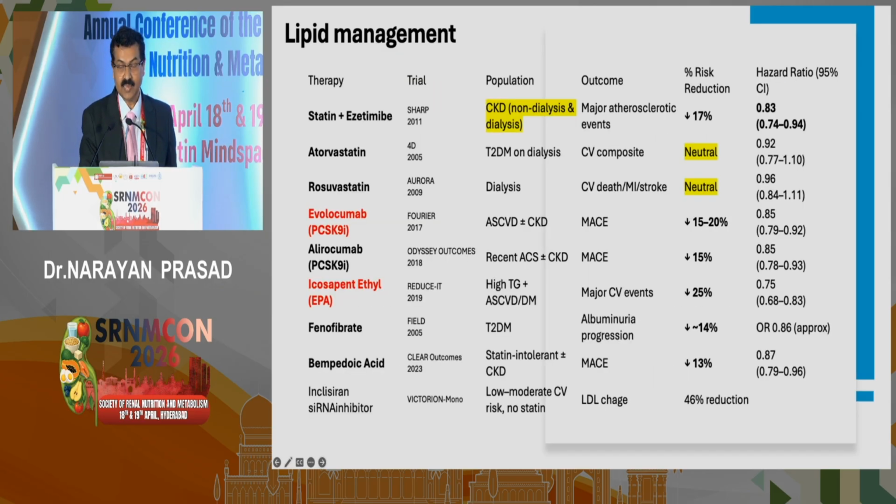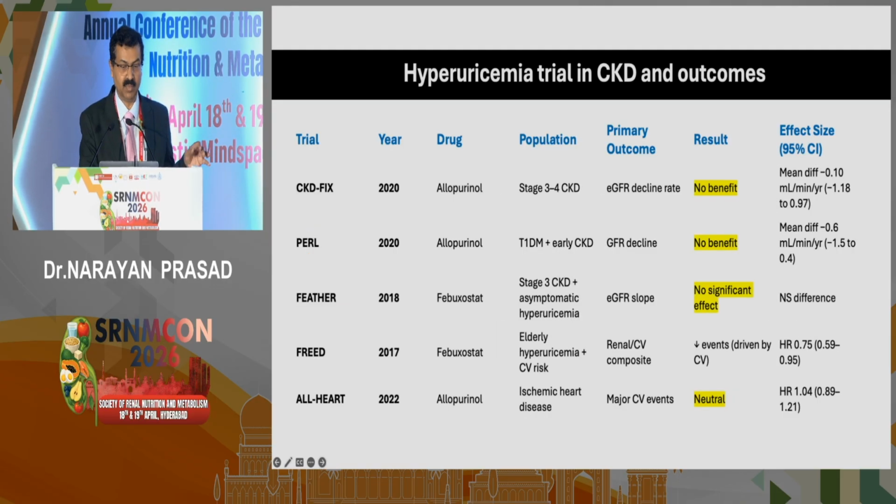Lipid, we all understand that in dialysis dependent patients lipid control does not help too much, but in non-dialysis patients, many of the newer drugs like PCSK9 inhibitors are now available. You can give this injection once in 6 months and it can give you very good lipid control. So, in non-dialysis dependent patients, we must take care of lipid metabolism.